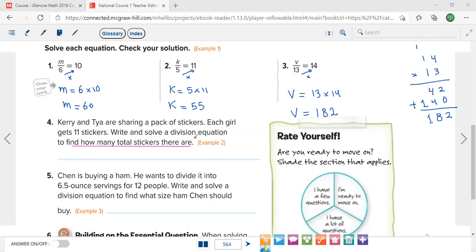I'm going to say x for the stickers. So of course, if we divide this x by 2, because they are 2 persons, we will get 11 each. So we are going to use multiplication to solve this problem. So x equals 2 multiplied by 11 means x equals 22. 22 stickers.